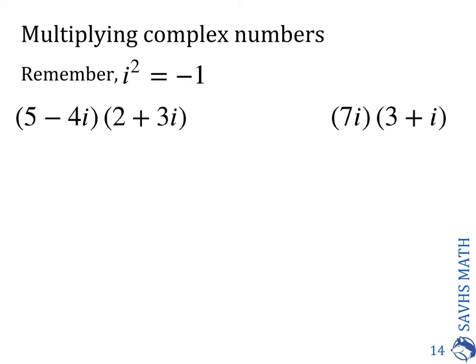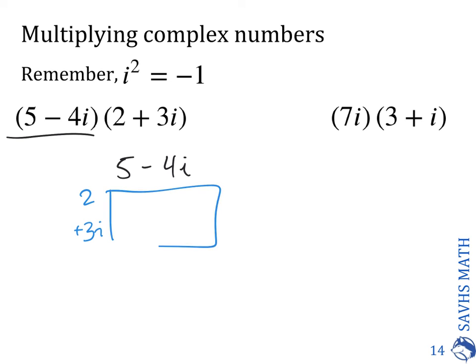Multiplying is a little bit more interesting, and for these ones I'm going to use the box method. I'm going to take 5 minus 4i and 2 plus 3i, and then I'm going to use the box method to multiply them. I just wanted to remind you that i squared is -1, and that's going to be important in just a second. So 2 times 5 is 10.